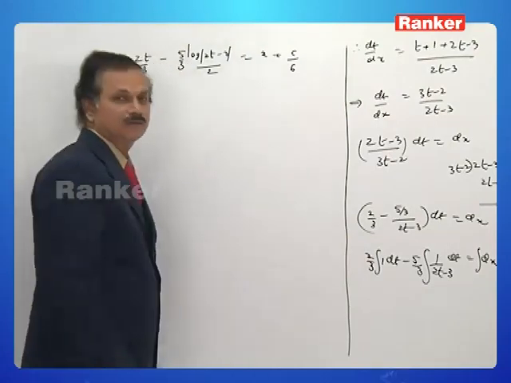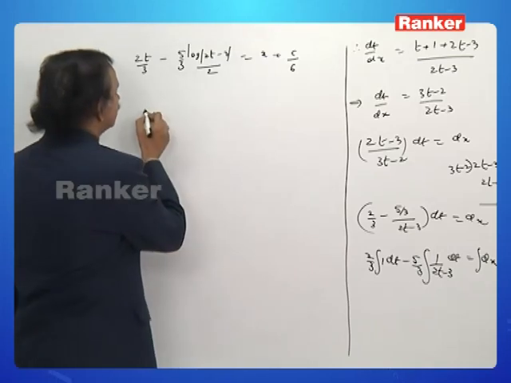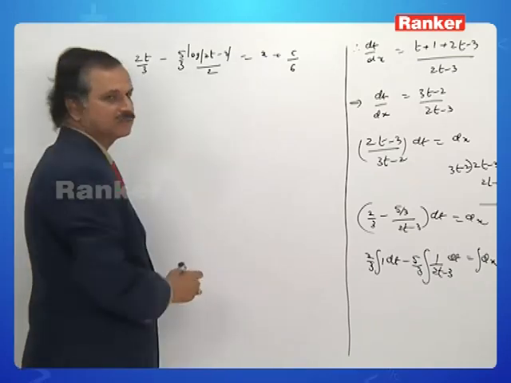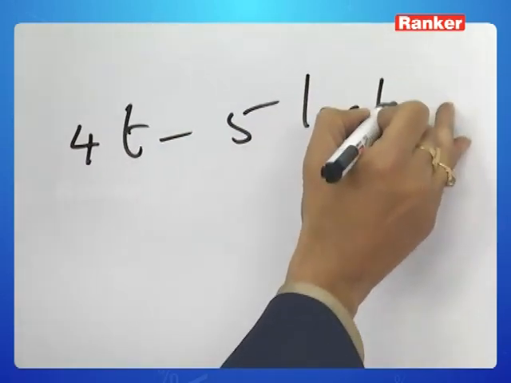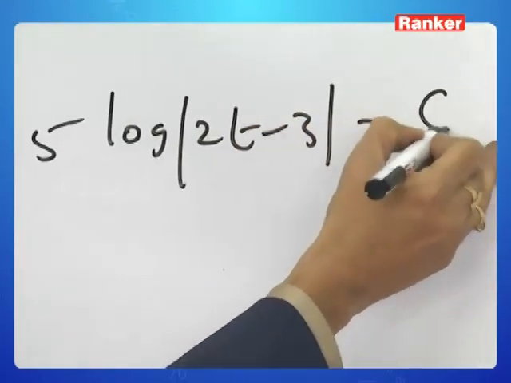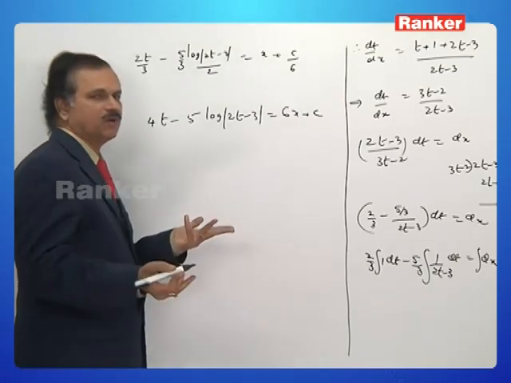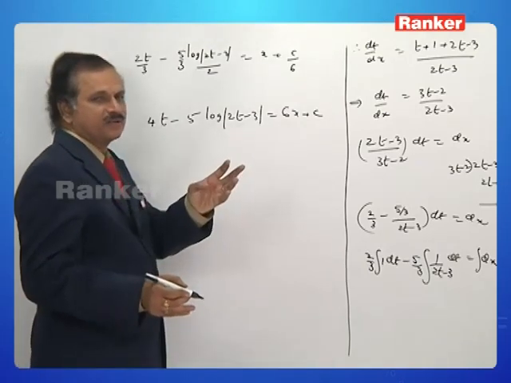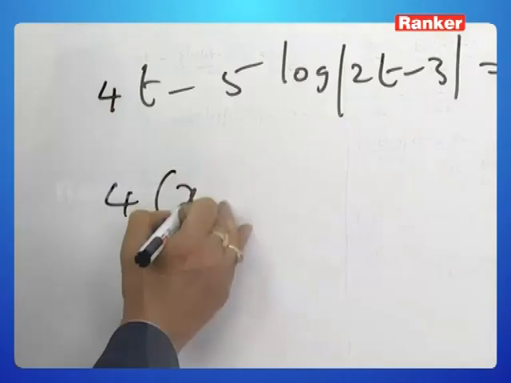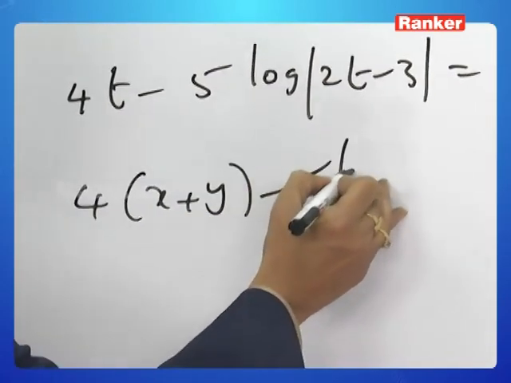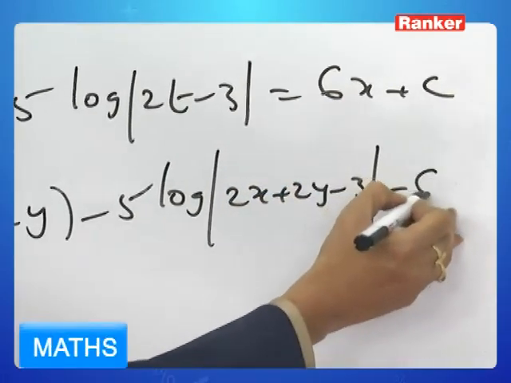I like to write because I'm going to have 6 as the LCM here. Let me multiply with 6, so that 4t minus 5 into log mod 2t minus 3 is equal to 6x plus c. Now you replace x plus y in the place of t, that is that expression which we have supposed t in the beginning itself. What is that? 4 into x plus y minus 5 into log of 2x plus 2y minus 3 is equal to 6x plus c.